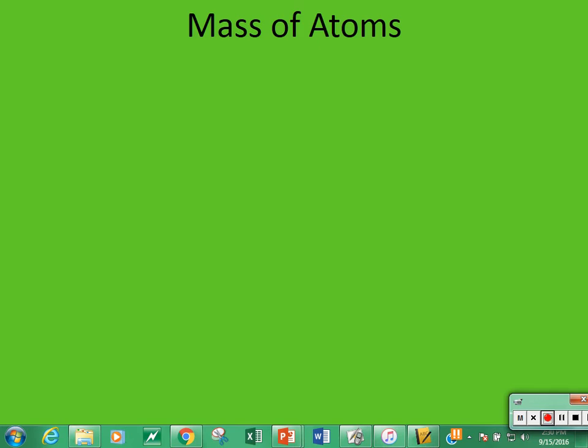So if you look at the periodic table, before we get started, I want you to tell me what's the atomic mass of hydrogen? 1.01. Okay, if you look at the periodic table that I gave you, 1.01. What is the atomic mass of helium? 4. What is it for lithium?